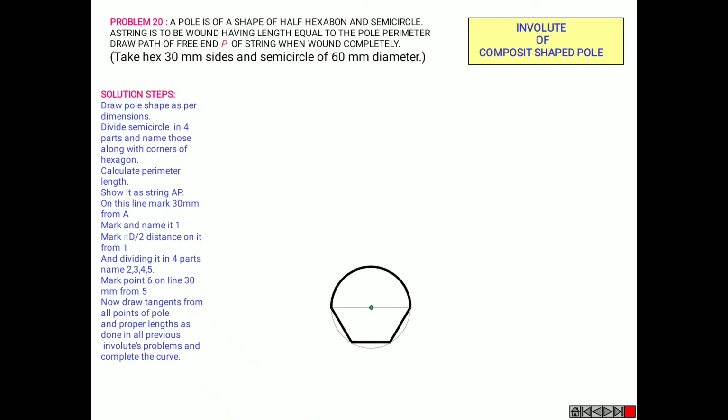Draw the given composite shaped pole with your half hexagon and semicircle. Draw a horizontal line AP and divide the semicircle into 4 equal parts and name them in anti-clockwise direction.